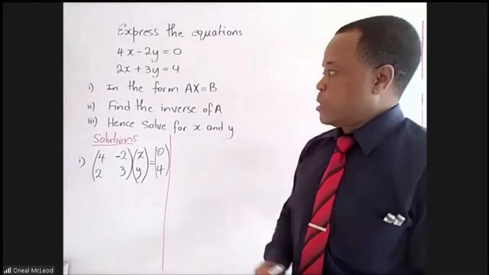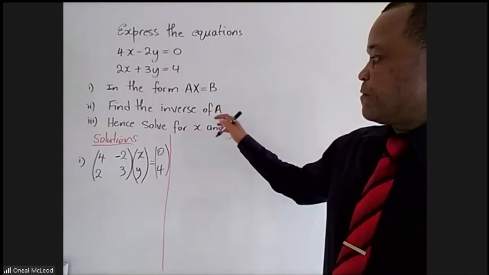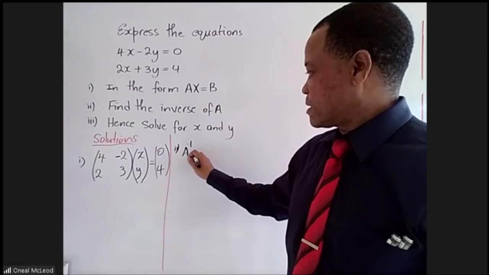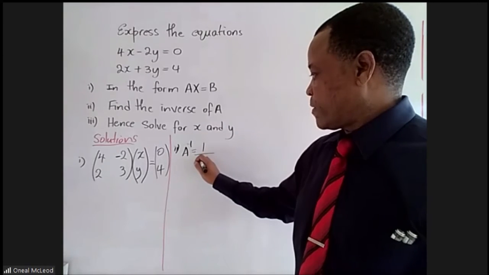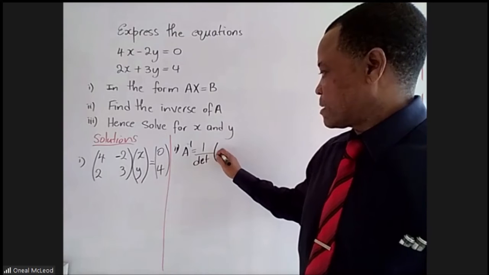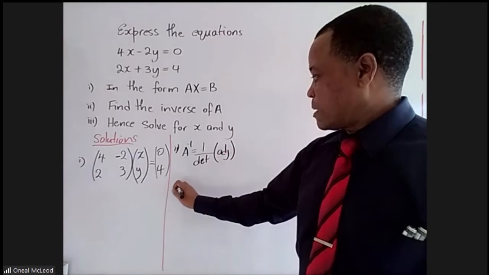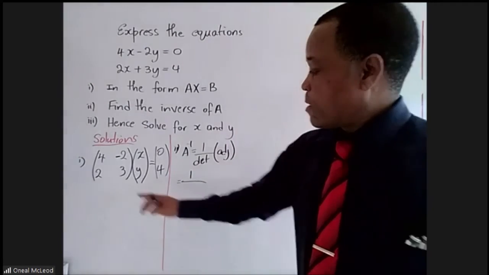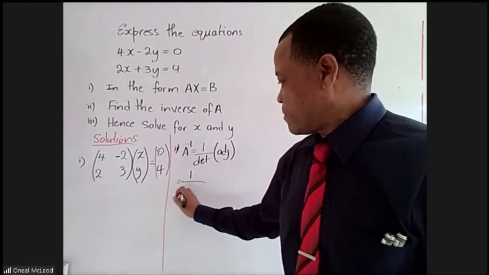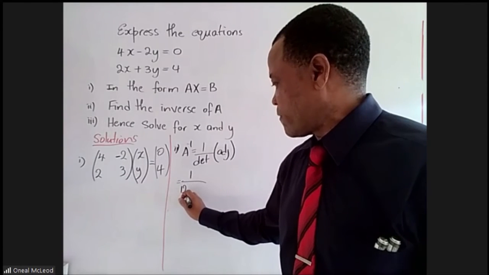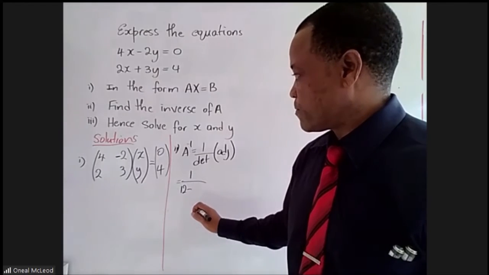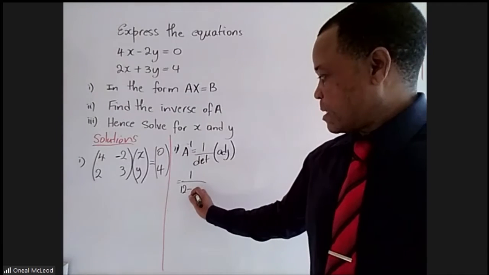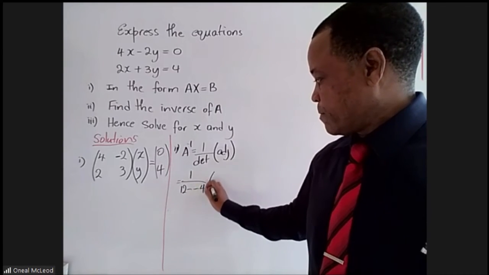Now, going now to part 2, it says to find the inverse of A. So part 2, the inverse of A. So A inverse is equal to 1 over the determinant times your adjoint matrix. So let's work that out quickly. So that's now 1 over 4 times 3. I could just put down 12. We know what that is. Minus, notice here, negative 2 times 2 will give us negative 4.